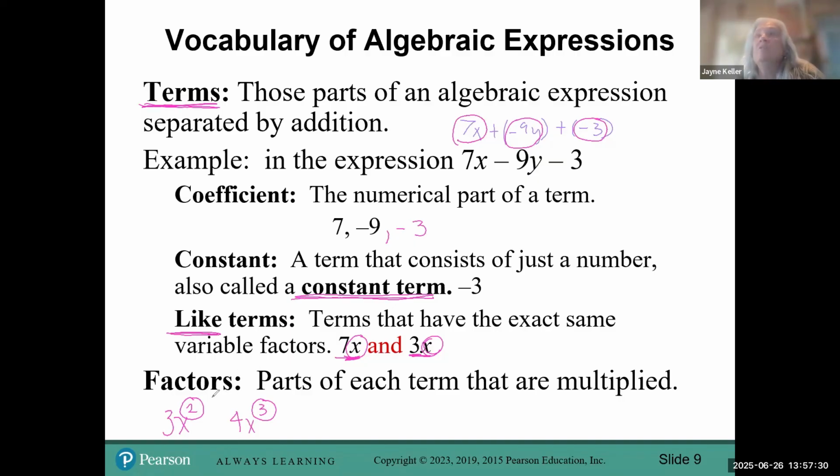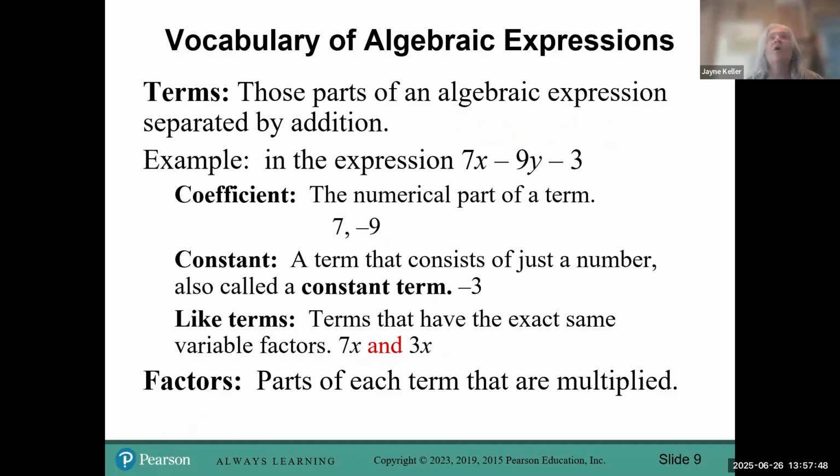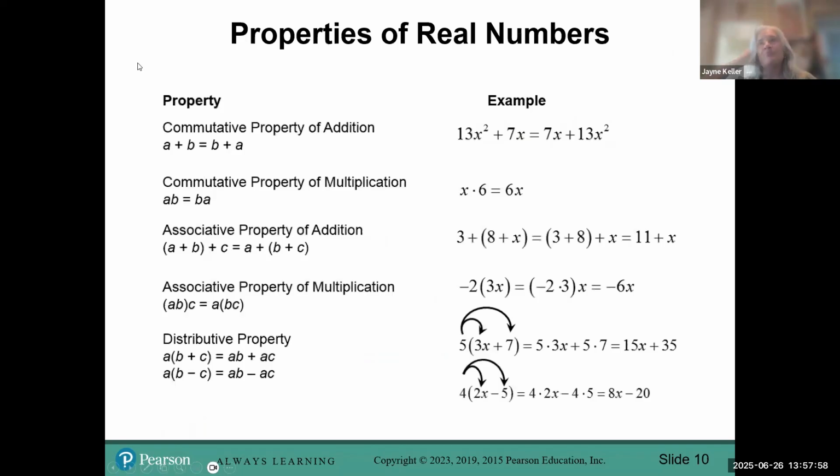And then the factors are just the part of each term that are multiplied. So for example, in this term 7x, the factors are 7 and x. In this term negative 9y, the factors are negative 9 and y. So make sure that you understand all of those vocabulary words. I don't want to call them terms because that gets confusing with what a term is in algebra.